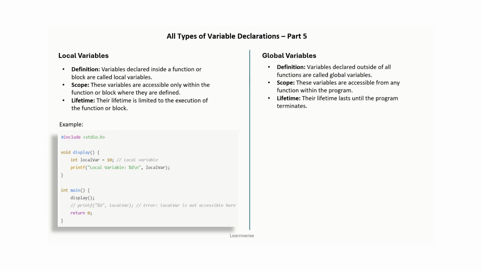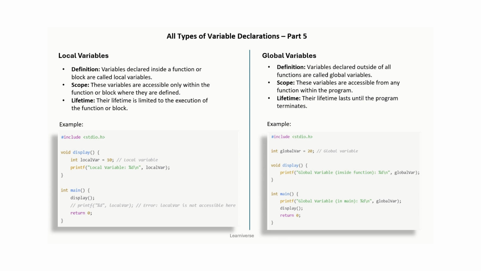And coming to the global variable, global variables are declared outside all functions and accessible throughout the program. So here you can see the global variable is declared outside all the functions and it can be accessed within the program. So we have to choose wisely, based on our application needs, whether a local variable is needed or a global variable is needed.